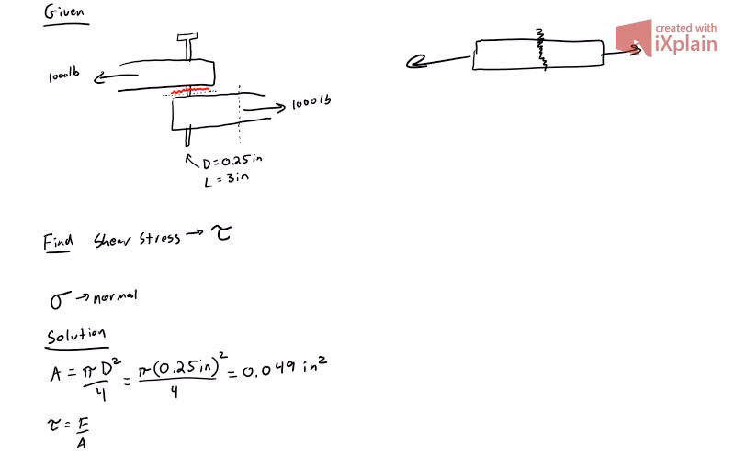So then at that point, the equation for shear stress is the same as the equation for normal stress. It's just force divided by area. So we have 1,000 pounds of force of shear pulling against our bolt divided by 0.049 inches squared, which gives us a shear stress of 20,372 psi.